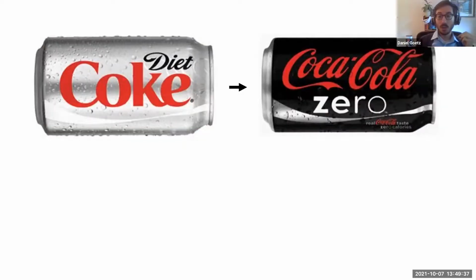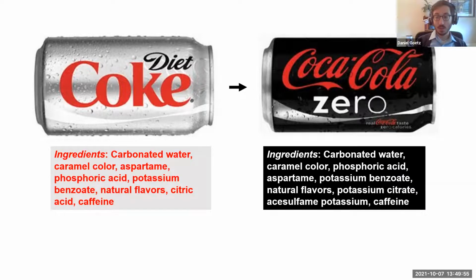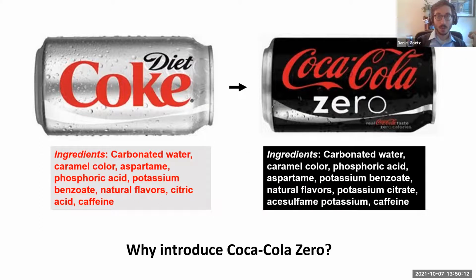So here's Diet Coke, and then more recently, Coke introduces Coke Zero, right? So Diet Coke looks like this when you look at the ingredients. You have carbonated water, color, aspartame, acid, and Coke Zero looks like this in the ingredients. You have carbonated water, color, acid, aspartame, okay? Basically the same exact ingredients, right? So why did Coca-Cola introduce Coke Zero? If we already have a product that targets health conscious people who want 0 calories, why introduce another one?